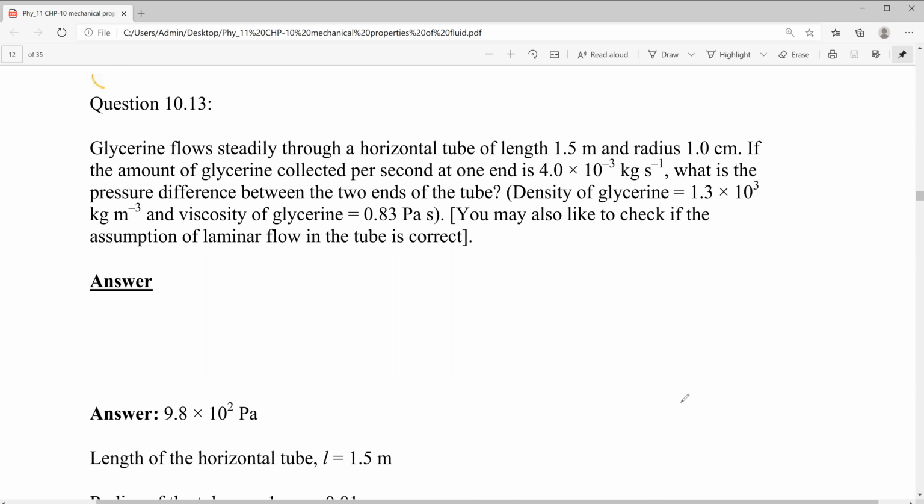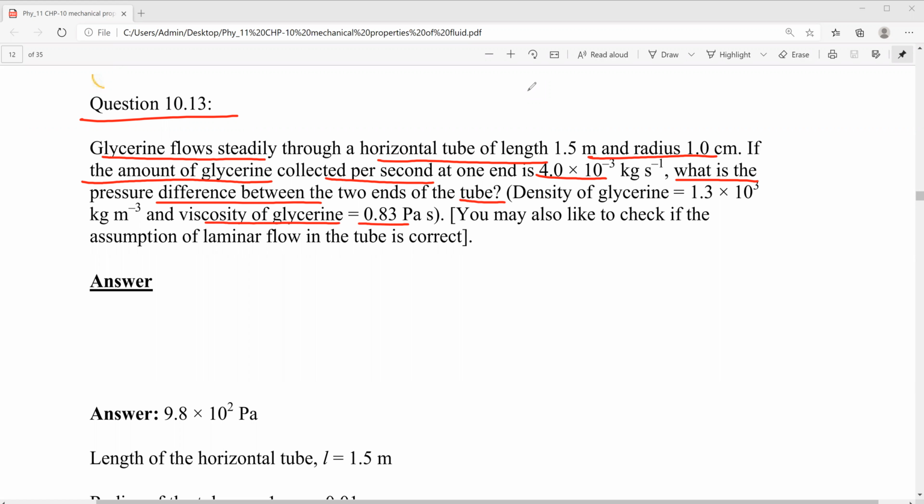For 10.13, the question is like this. Glycerin flows steadily through a horizontal tube of length 1.5 meter and radius 1 centimeter. If the amount of glycerin collected per second at one end is 4 into 10 to the power of minus 3 kg per second, what is the pressure difference between the two ends of the tube? The density of glycerin and the viscosity of glycerin are given, the viscosity being 0.83.